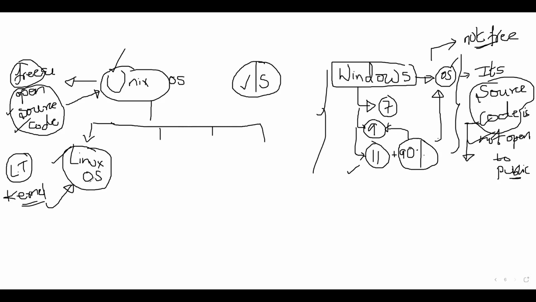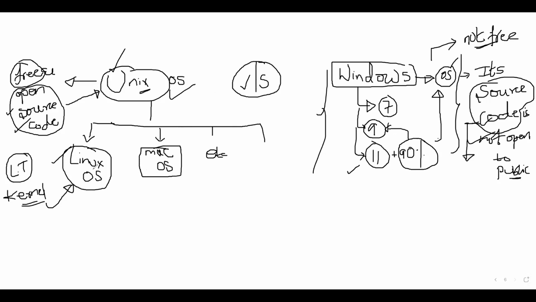But what is the base for Linux? Unix, because its source code is open. Using this source code, they made certain modifications and developed the Linux operating system. Similarly, our Mac OS source code was also taken from Unix only. Right? So that is the thing.